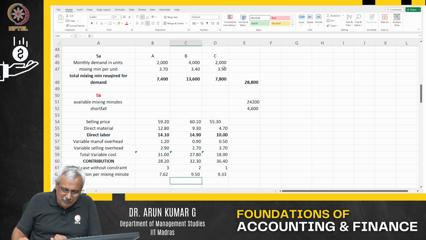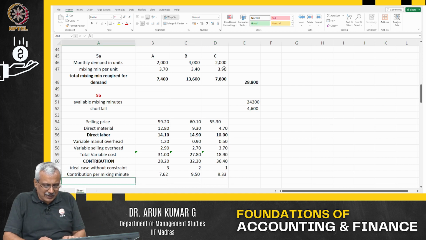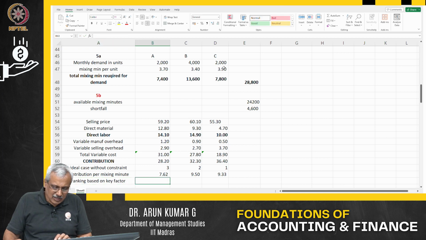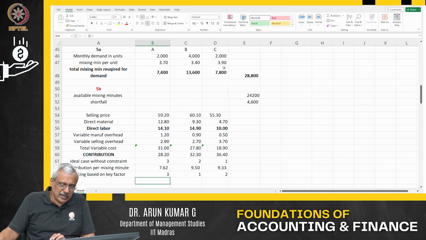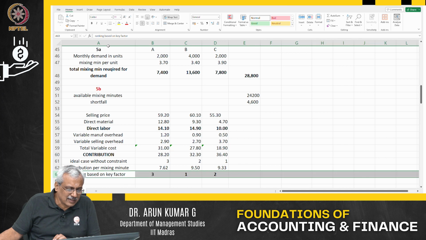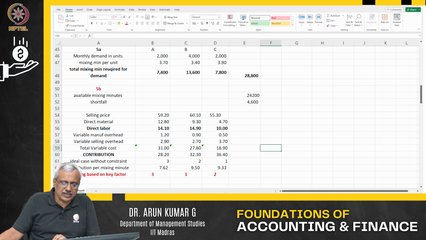So, now what happens? My ranking based on the key factor changes. Now, my ranking becomes: this becomes 1, this becomes 2 and this becomes 3, because this ranking is dependent on the key factor. In this particular case, the key factor is this.